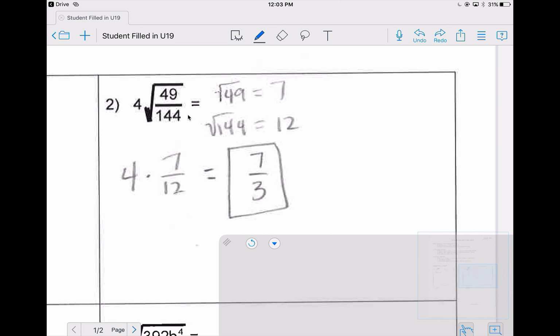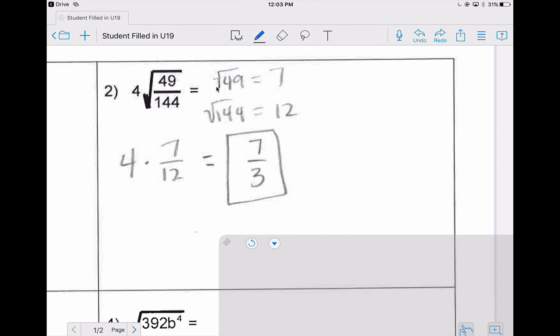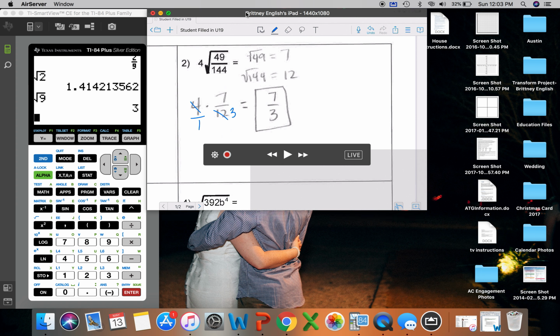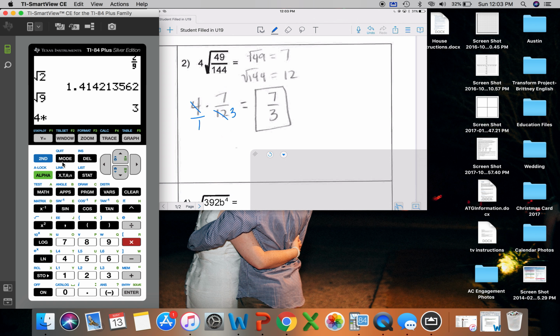Problem 2 is another simplifying problem. The square root of 49 is 7. The square root of 144, as we just said, is 12. So I have a 4 out front times 7 over 12 because I've simplified the square root of both of those. When I multiply, 4 times 7 is 28. 28 divided by 12 simplifies, or you can say 4 and 12 simplify into 3. You can also plug this into your calculator. 4 times 7 over 12 is the same thing as 7 over 3.